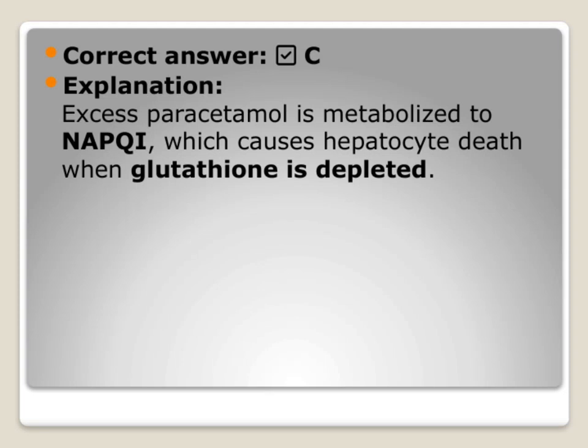The correct answer here is C, and let me explain why. When there's an overdose of paracetamol, our body metabolizes it into a compound called NAPQI. Now, NAPQI is actually quite toxic to our liver cells, or hepatocytes. Normally, glutathione helps detoxify NAPQI, neutralizing its harmful effects, but in cases of overdose, glutathione stores get depleted. Once that happens, NAPQI can't be detoxified and starts causing significant damage, leading to the death of liver cells.